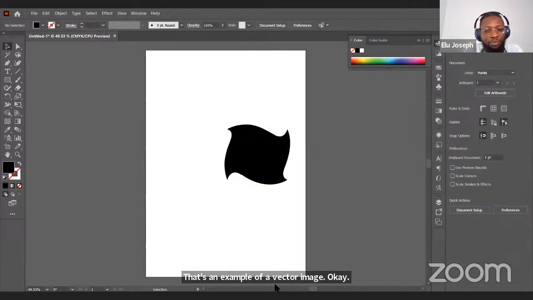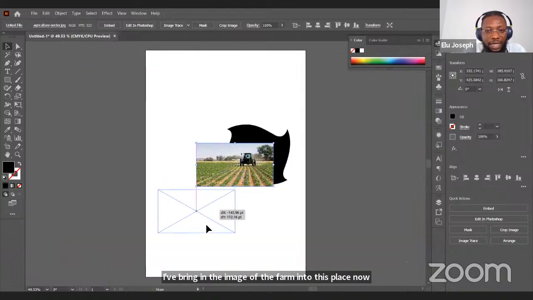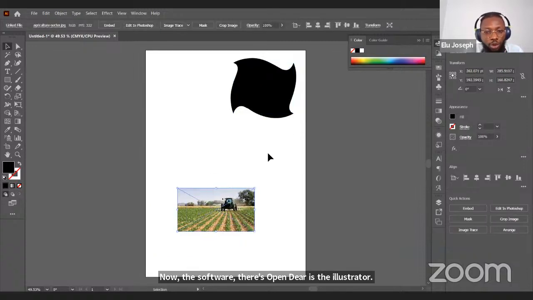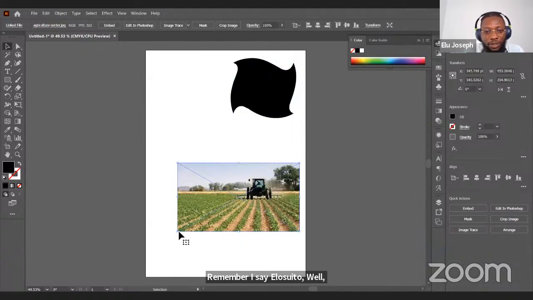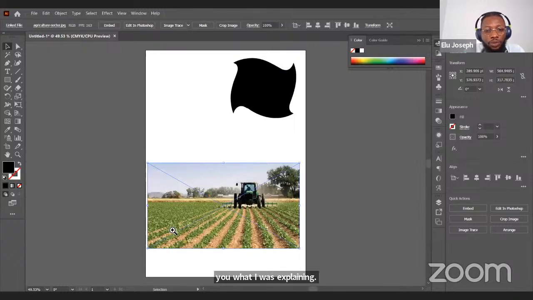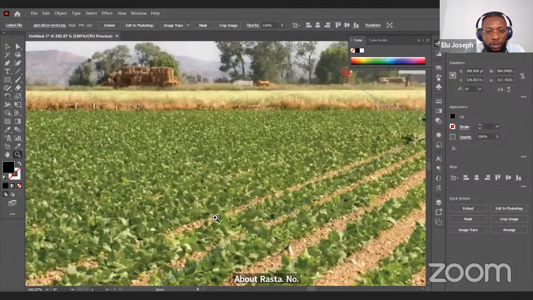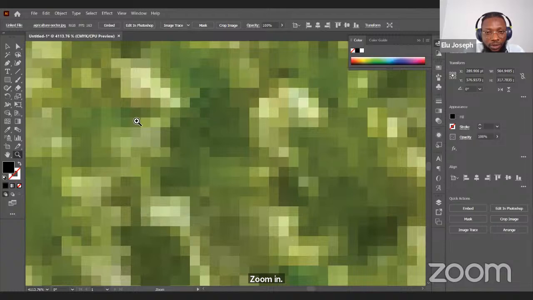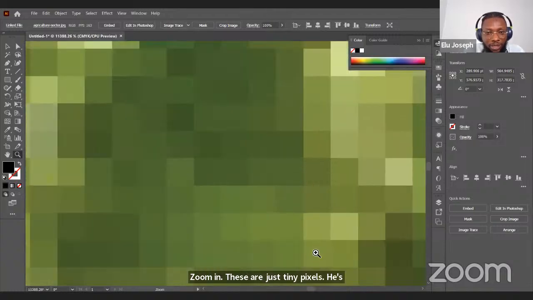Now, imagine I bring the image of the farm into this place. The software that is opened here is Illustrator. Remember I said Illustrator is vector-based, but Illustrator can still show you what I was explaining about raster. Now, let's zoom in. These are those tiny pixels. Are you seeing the pixels? These individual boxes are what make up the pixels.